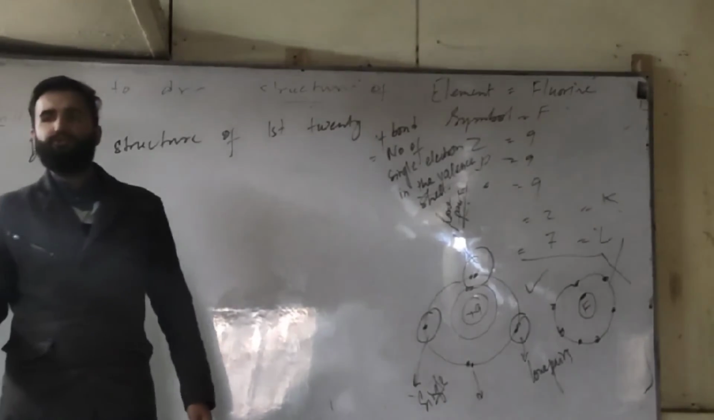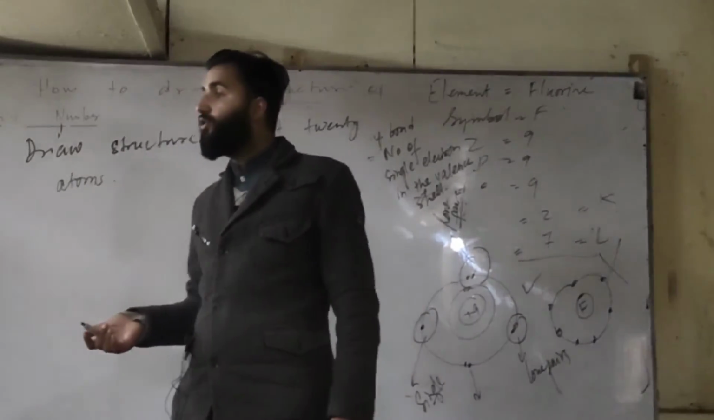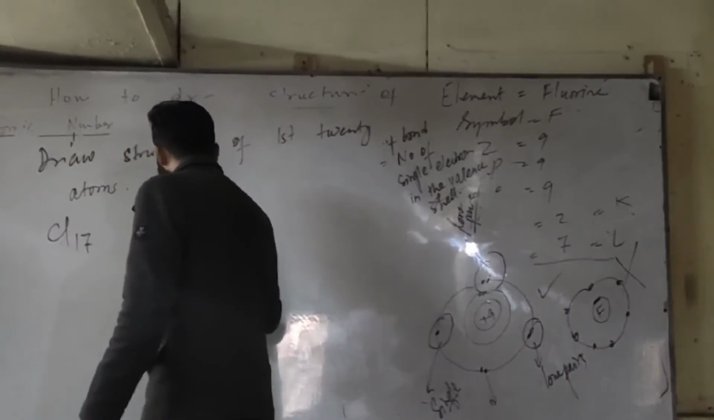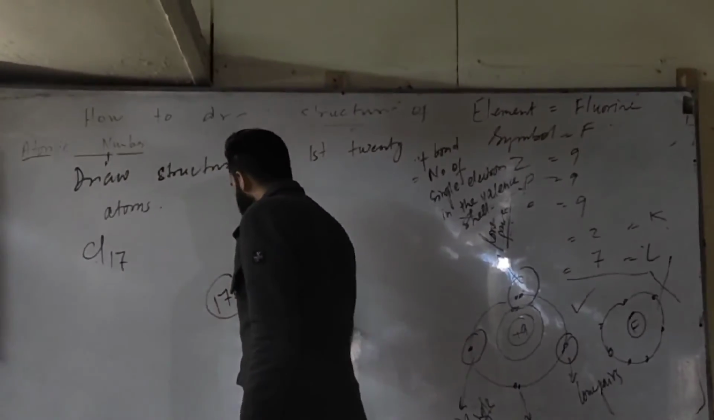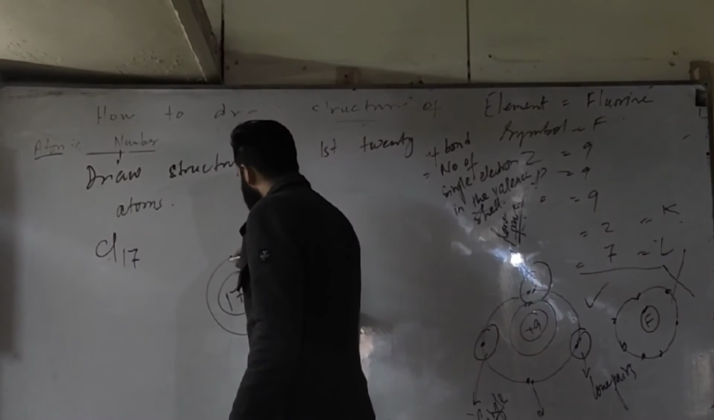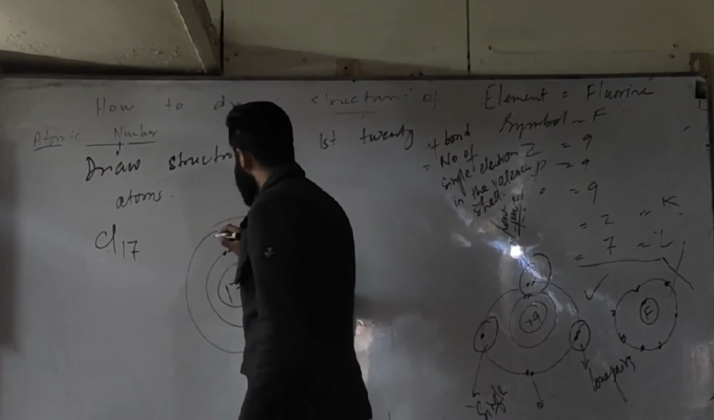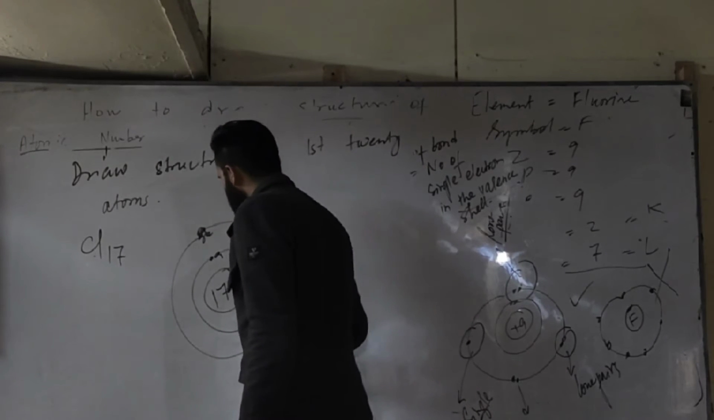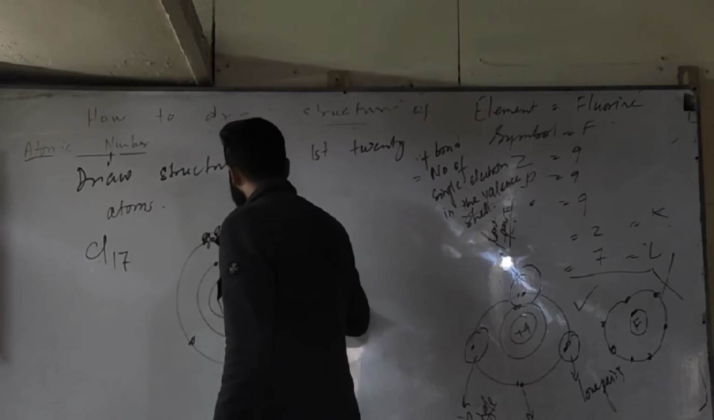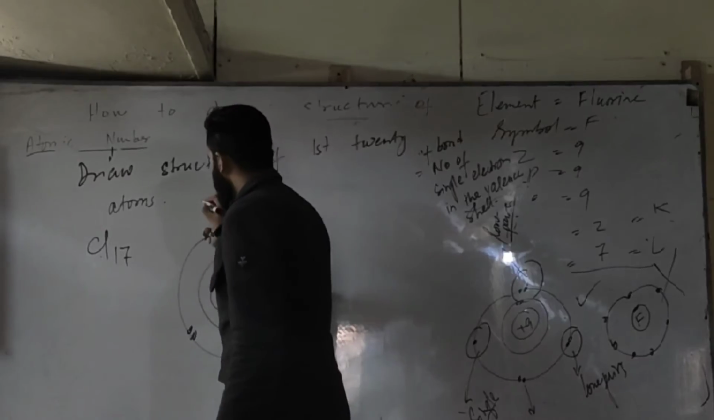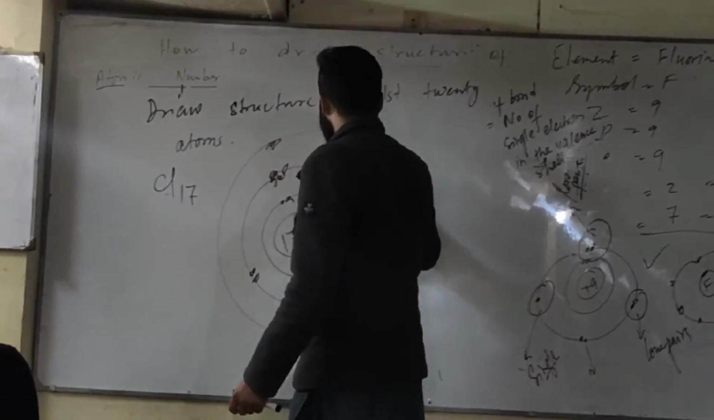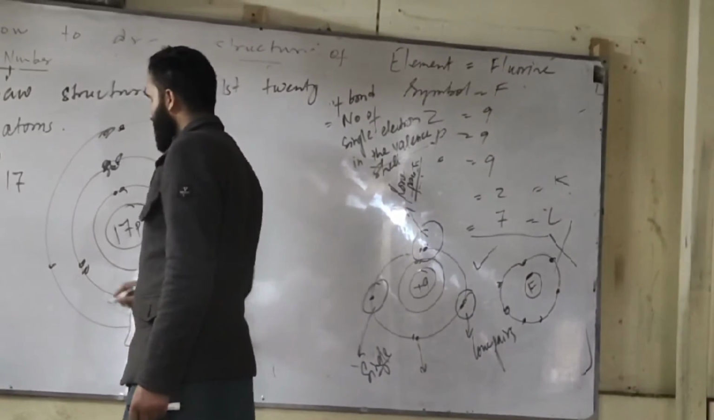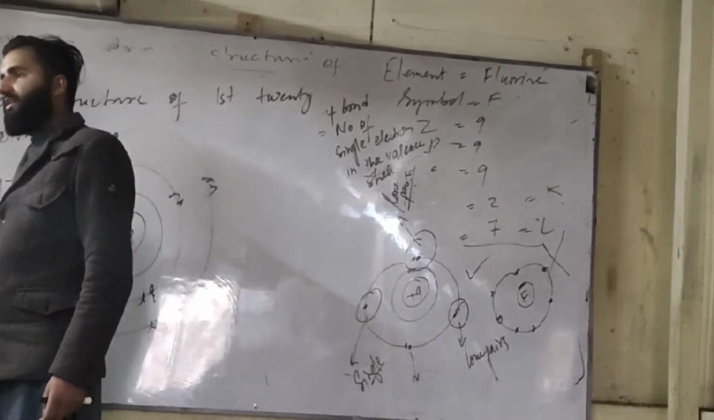For example, if I ask you to draw the structure of chlorine, chlorine has atomic number 17, so it will have 17 protons, and in the first shell it has 2 electrons. In the second shell it has 8 electrons, 1 2 3 4 5 6 7 and 8, and in the last shell you have to fill 1 2 3 4 5 6 and 7. It will only form one bond. Okay, clear?